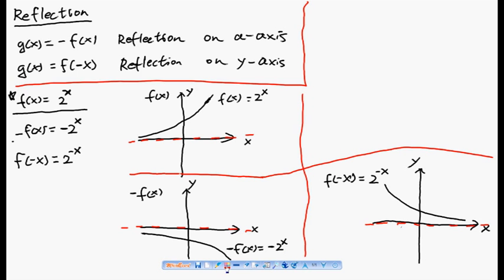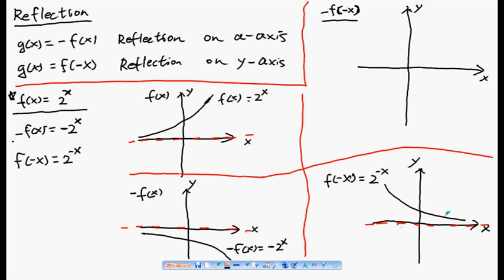Now I do one more example. If we have a reflection on the x-axis and also a reflection on the y-axis, it will look like that. We have two minuses, so we should have a reflection on the x-axis and another reflection on the y-axis. The way to do it is to do one reflection first, and then do another reflection.